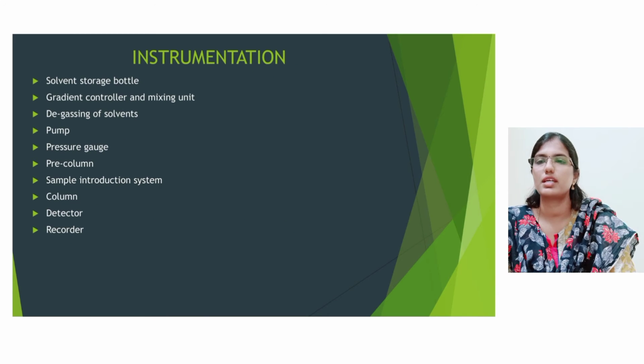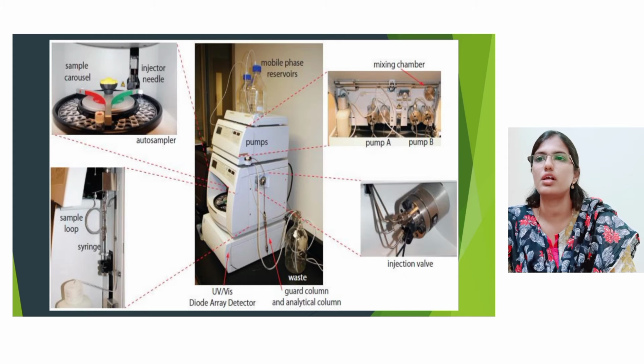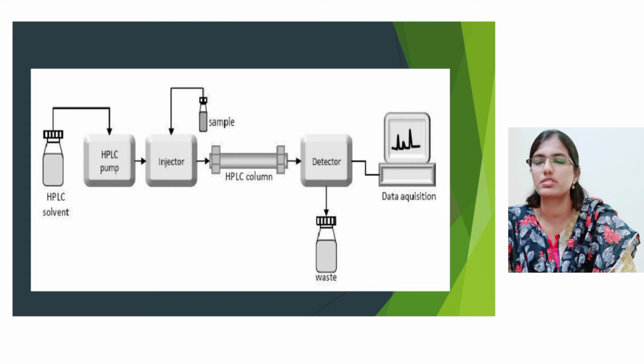Instrumentation of HPLC. In the instrumentation, we have the following components: solvent storage bottle, gradient controller and mixing unit, degassing of solvents, pumps, pressure gauge, pre-column, sample introduction system, column, detector and recorder.